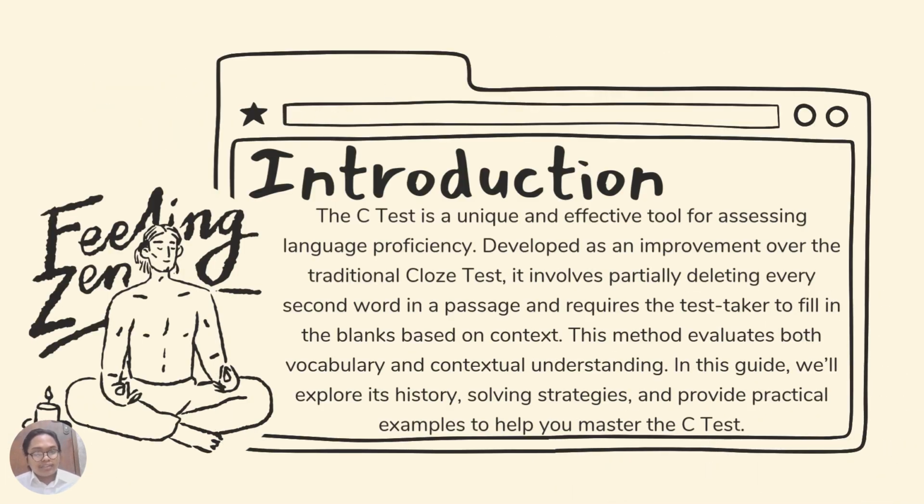So, the introduction. The C test is a unique and effective tool for assessing language proficiency, developed as an improvement over the traditional cloze test. It involves partially deleting every second word in a passage and requires the test takers to fill in the blanks based on context. This method evaluates both vocabulary and contextual understanding. In this guide, we'll explore its history, solving strategies, and provide practical examples to help you master the C test.